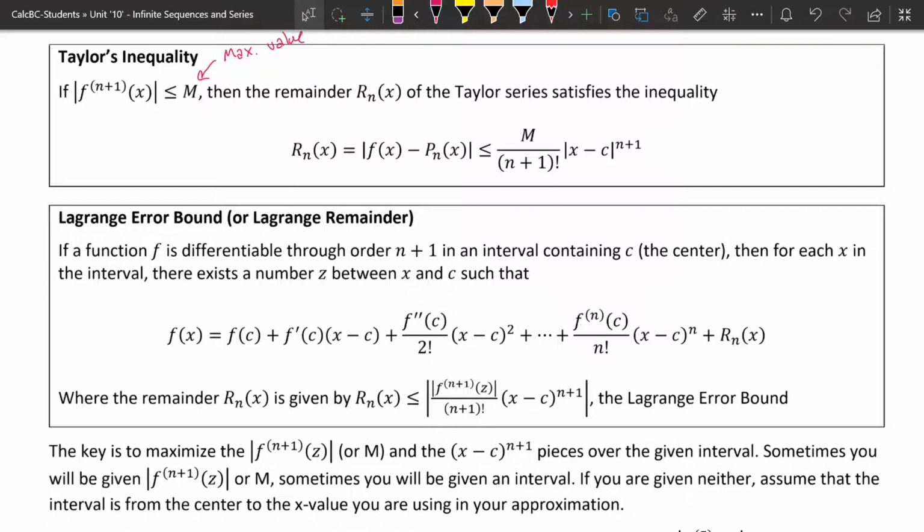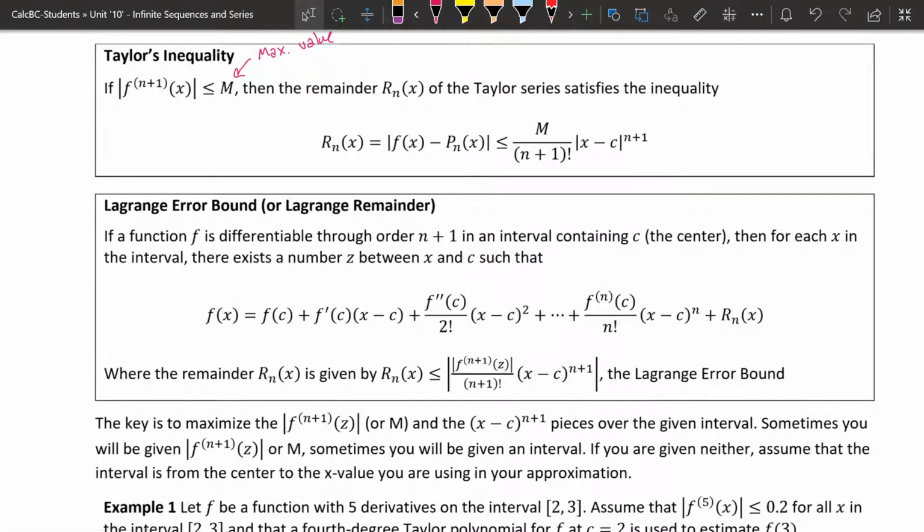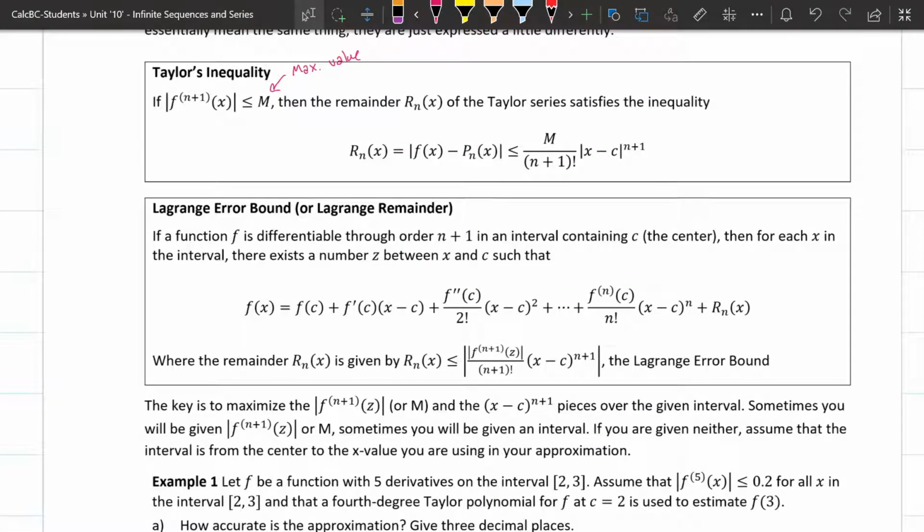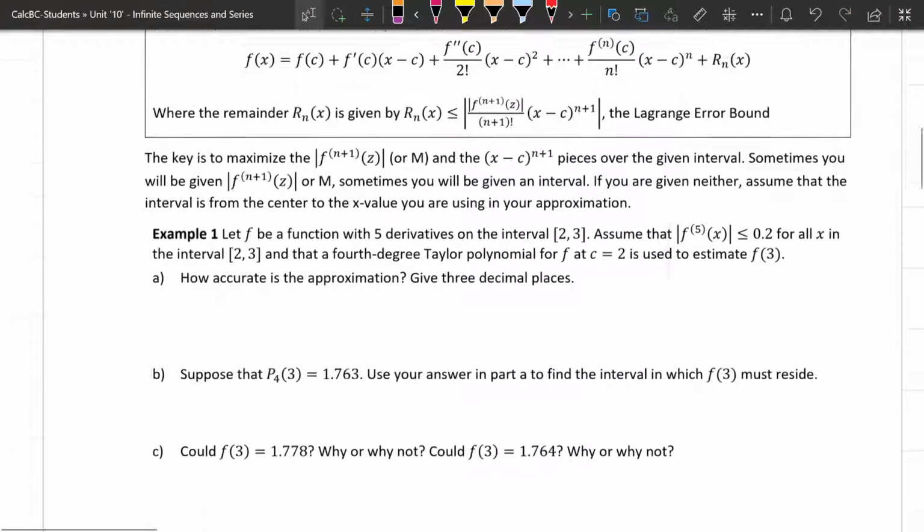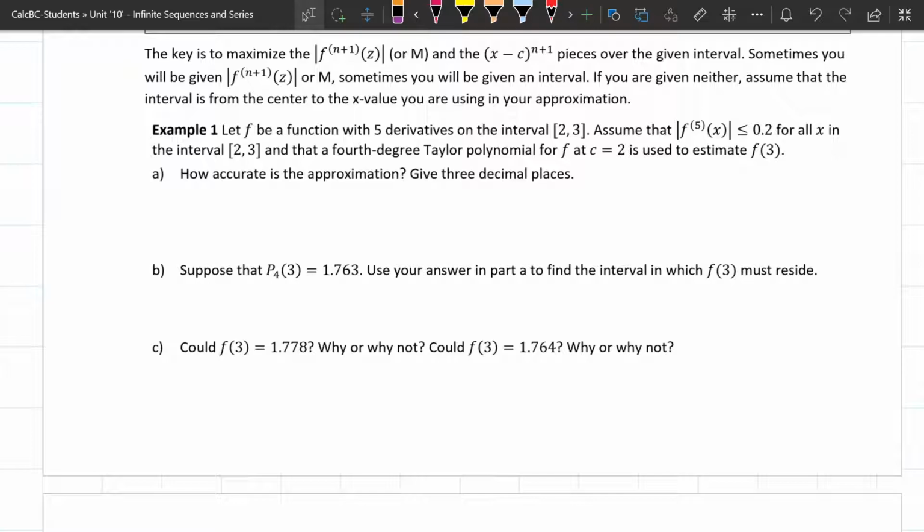That's a lot of symbolic notation there. So let's see what this means, because these first couple examples will hopefully draw out that we're not doing a whole lot new here. We're just being a little more specific about what this error means and how we can use it in different problems. The key underneath those boxes is to maximize the absolute value of the n plus 1th derivative of f at z, or we can call that M, that maximum value, and the x minus c to the n plus 1th power pieces over the given interval.